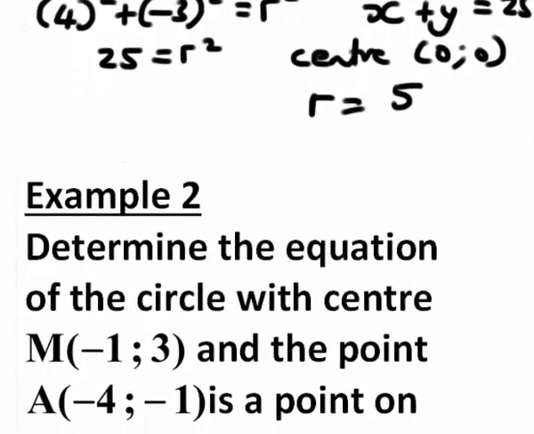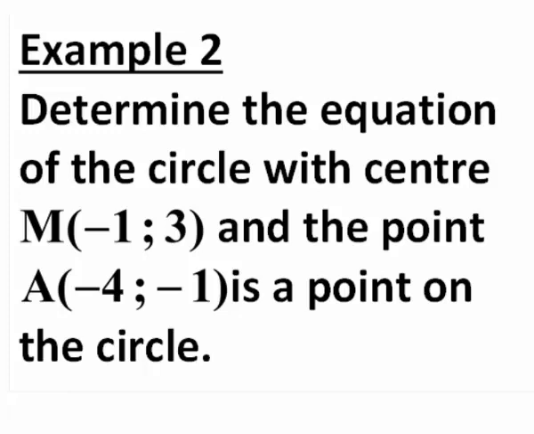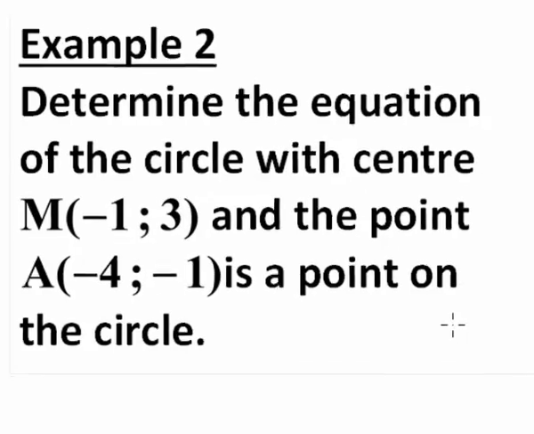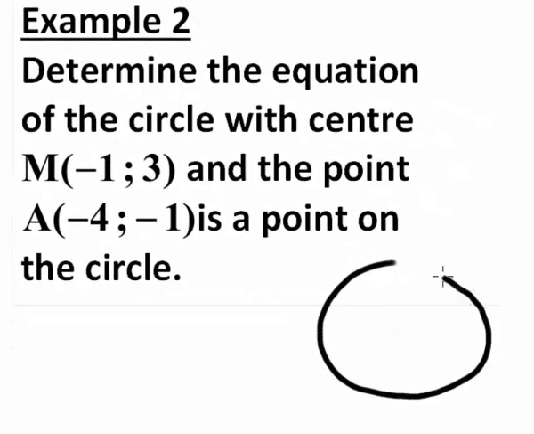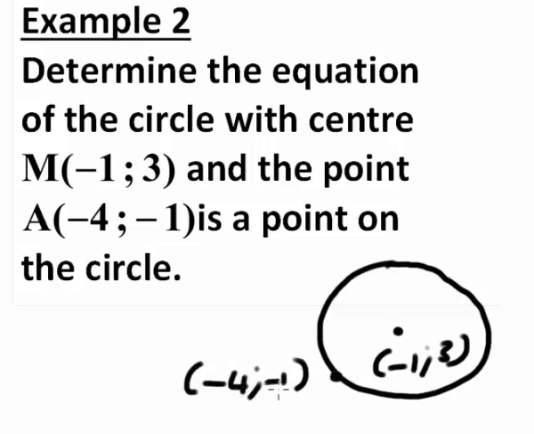Okay, have a look at this one. What if it's not centered at the origin? Determine the equation of the circle that's got a center. Now let's just draw it. We don't have to draw a perfect picture, but we've got a center at -1, 3 there, and it passes through the point -4, -1. So that's an x and a y on there. Great, so -1, 3 is the center. In other words, that is the a and the b, and there's x and y.